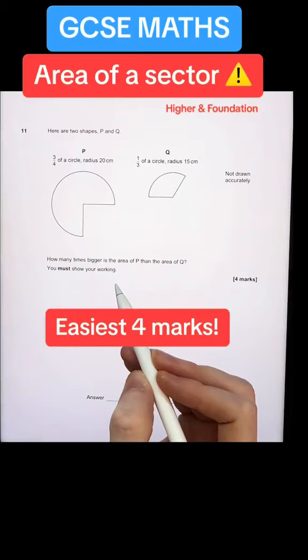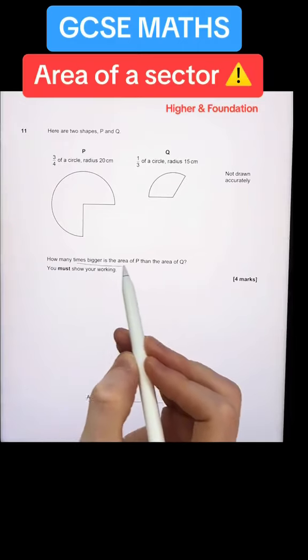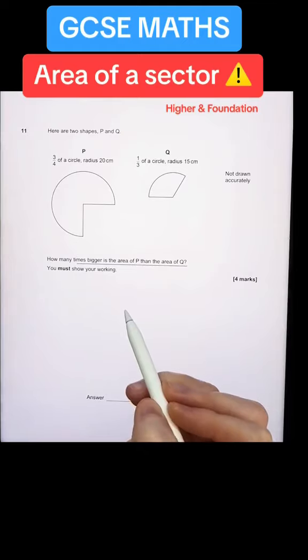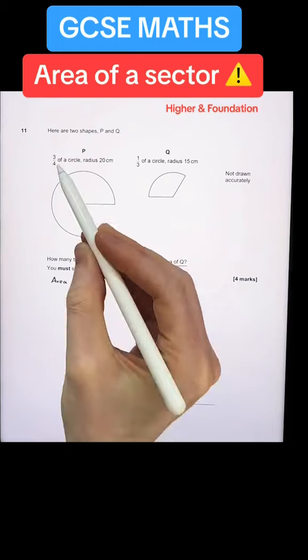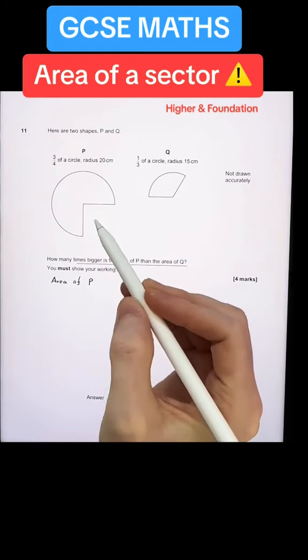Easiest 4 marks on GCSE. How many times bigger is the area of P than the area of Q? We're told shape P is 3/4 of a circle with radius 20 centimeters.